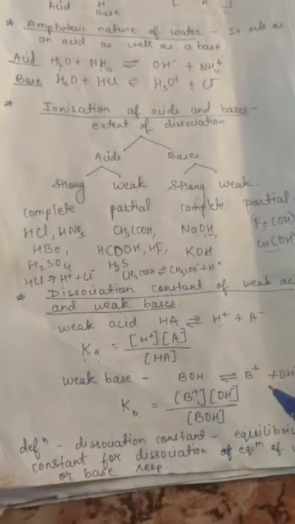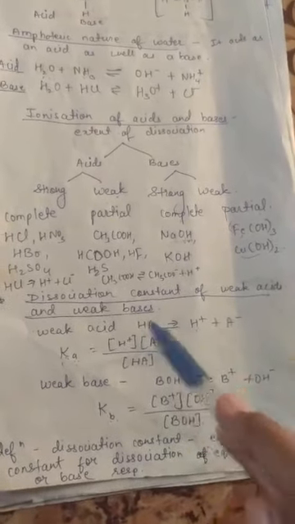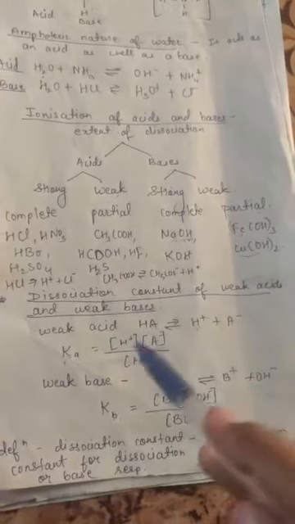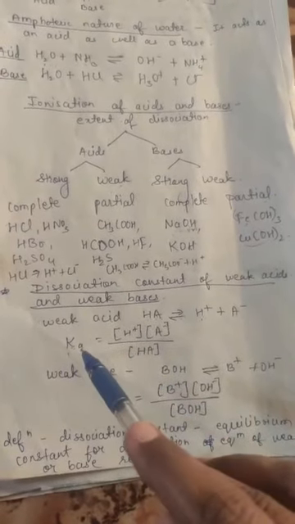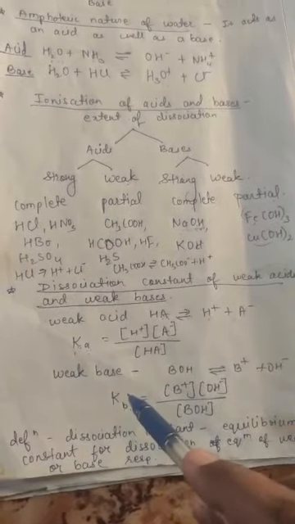So what is the dissociation constant? It is the equilibrium constant for the dissociation equilibrium of weak acids and bases respectively. So Ka is the dissociation constant for a weak acid, and Kb is the dissociation constant for a weak base. In the last part we have seen the dissociation constants of weak acids and weak bases.